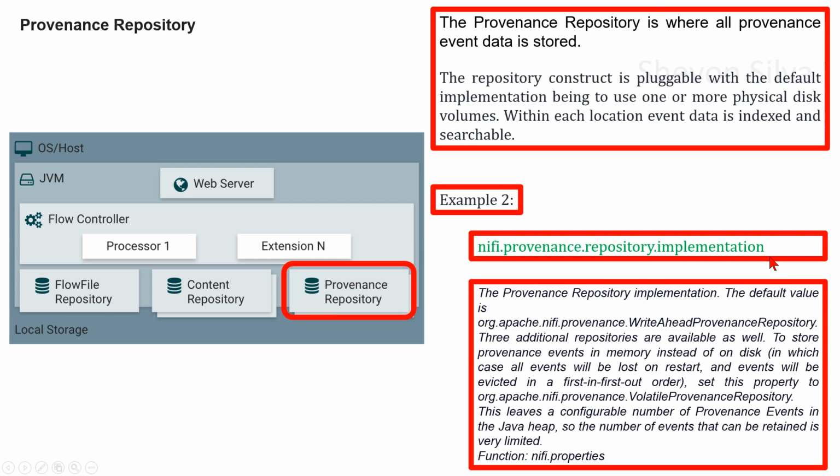The third and fourth options are available: org.apache.nifi.provenance.persistent Provenance repository and org.apache.nifi.provenance.encrypted write-ahead Provenance repository. The persistent Provenance repository was originally written with the simple goal of persisting Provenance events as they are generated and providing the ability to iterate over those events sequentially.